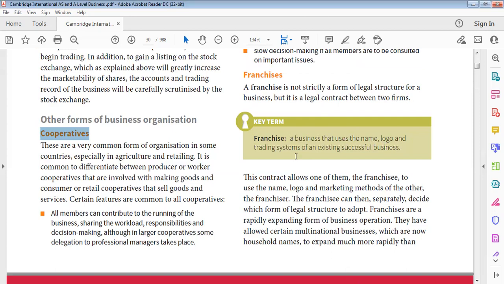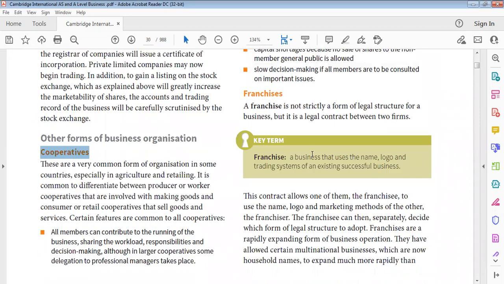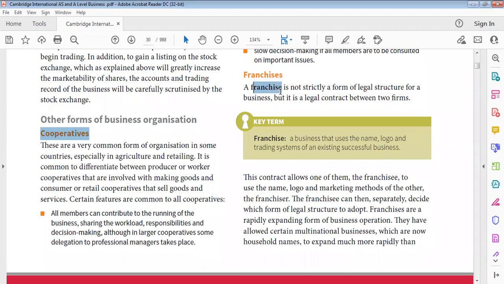Okay. Now let's talk about franchise. There are some advantages or disadvantages. You can just look at them later on. What is franchise? A business that uses the name, logo, and trading system of an existing business. So most of the McDonald's that you see in Malaysia are franchises. Nowadays there are only a few original McDonald's, and those are located in USA. Most of them, 80% of the McDonald's are franchise. So they use the name and logo of the business.